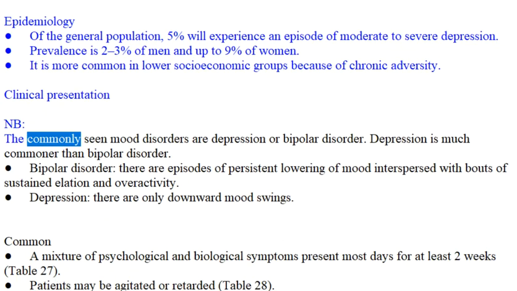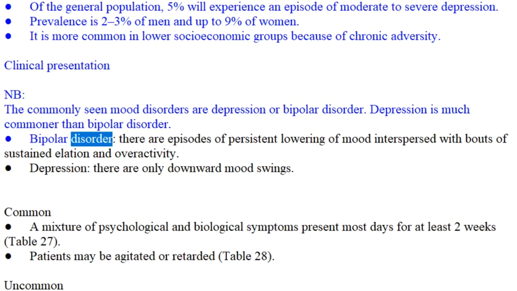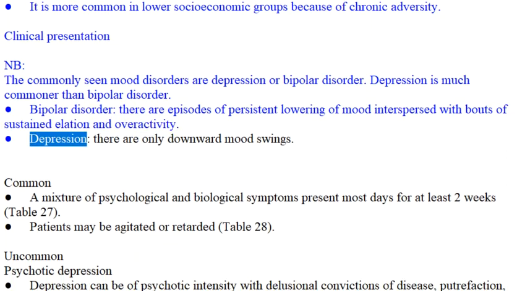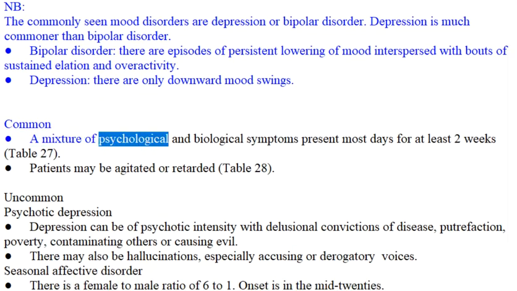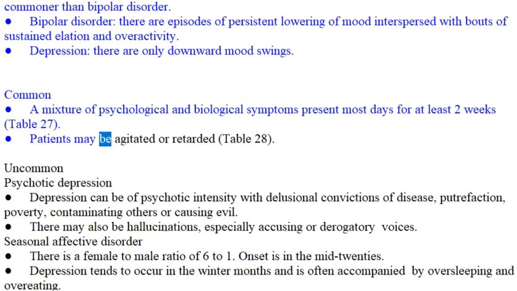NB. The commonly seen mood disorders are depression or bipolar disorder. Depression is much commoner than bipolar disorder. Bipolar disorder, there are episodes of persistent lowering of mood interspersed with bouts of sustained elation and overactivity. Depression, there are only downward mood swings. Common. A mixture of psychological and biological symptoms present most days for at least 2 weeks, Table 27. Patients may be agitated or retarded, Table 28.